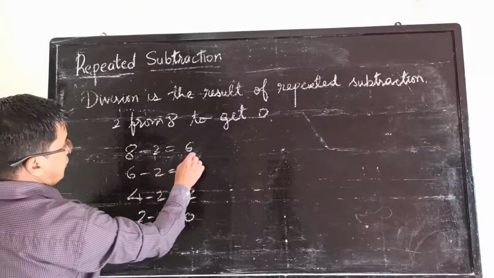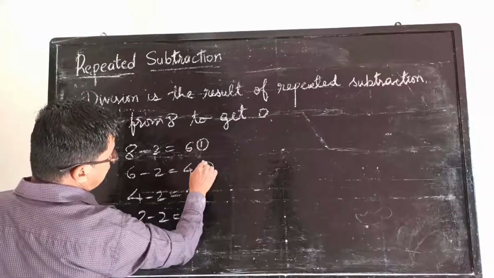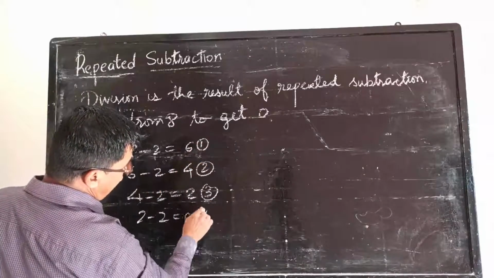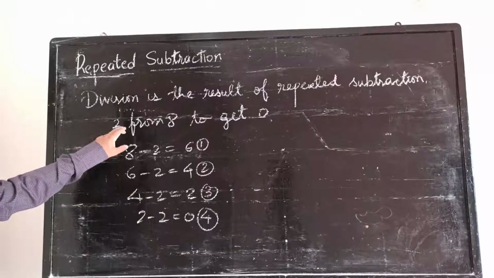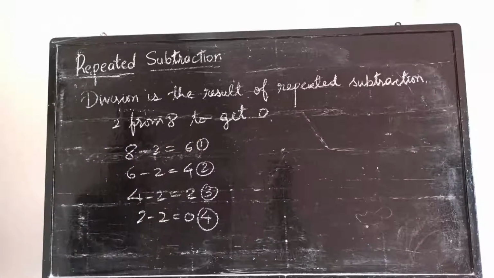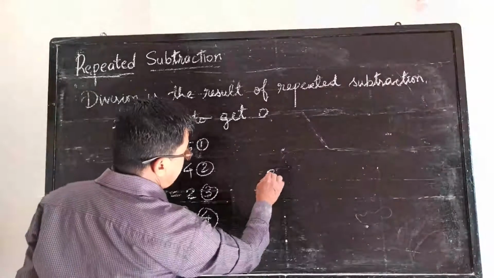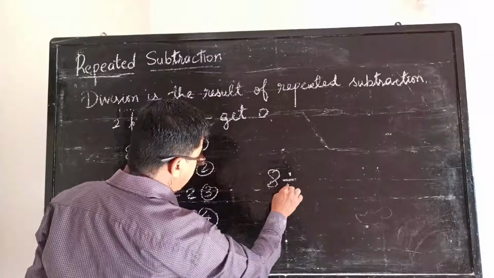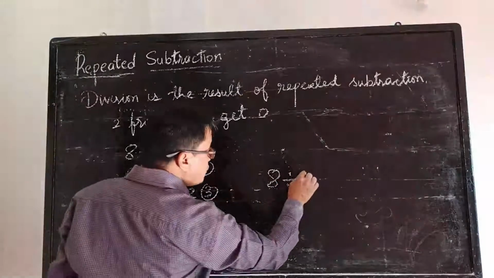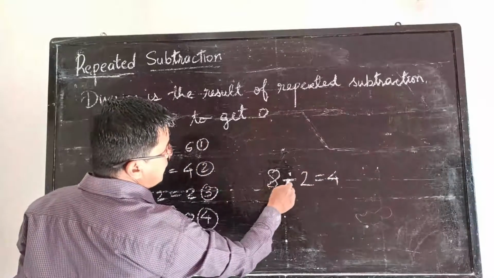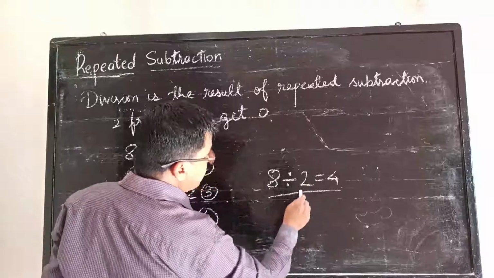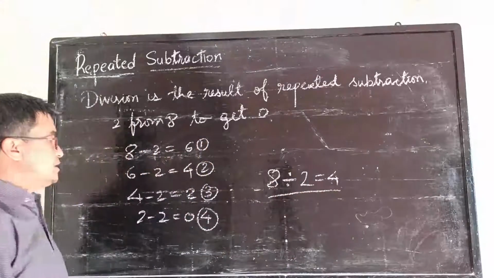How many times can we subtract 2 from 8 to get 0? Here, 1, 2, 3, 4. We can subtract 4 times to get the answer 0. So we can say 8 divided by 2 is equal to 4. We can say that 4 2s are 8. We can say this way.